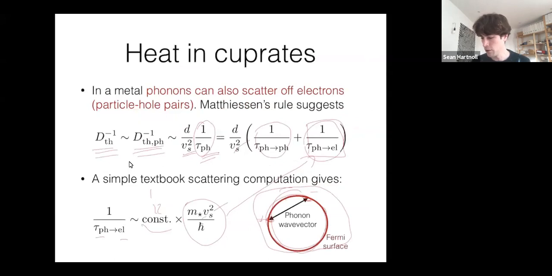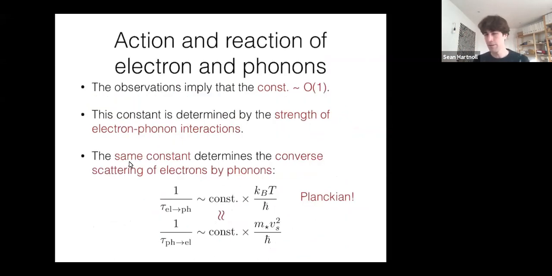So what is this constant, and why might it be order 1? Of course, it depends on things like the electron-phonon coupling and how strongly they couple. So now we're going to apply, actually, I forget, is it Newton's first law? No, action-reaction. If electrons can scatter phonons and phonons can scatter electrons, it's the same coupling doing those two things. And so there's a relationship between the forces that they can exert on each other.